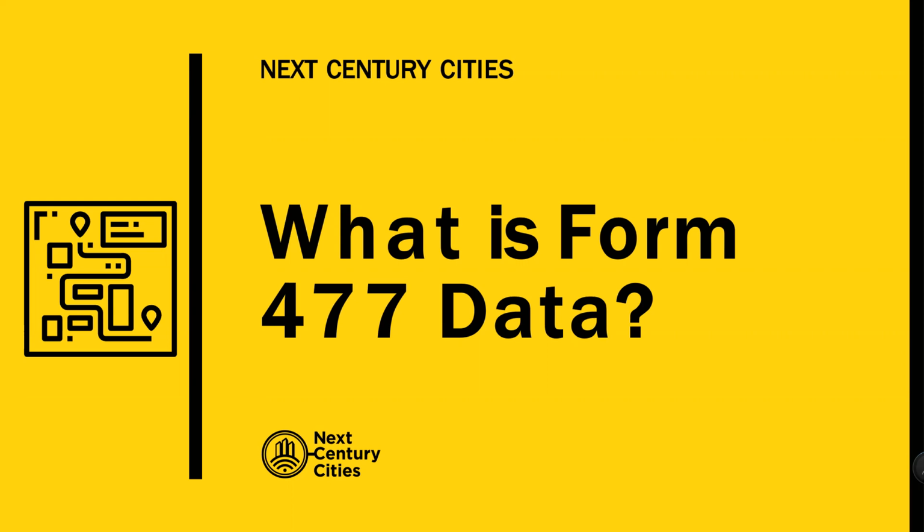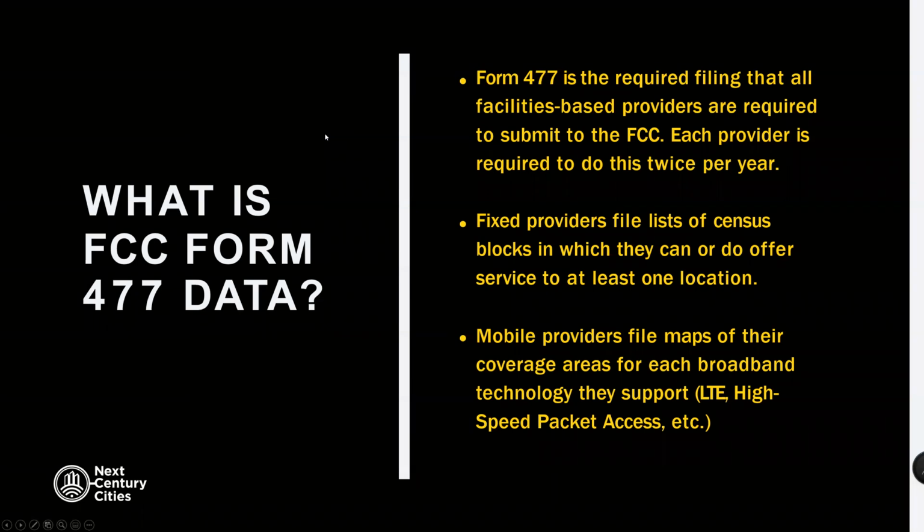So to start, what is Form 477 data? Well, Form 477 is a required filing that all facilities-based providers are required to submit to the FCC. Each provider has to do this twice a year. Fixed providers are required to file a list of the census blocks in which they could or do offer service to at least one location, and mobile providers are required to submit maps detailing their coverage areas for each broadband technology that they support. So things like 5G, LTE, high-speed packet access, which is a type of 3G, etc.